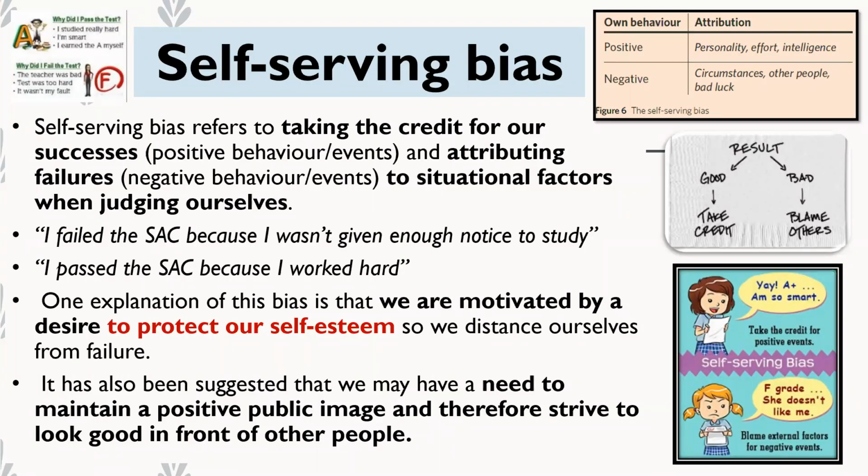So the self-serving bias is this idea that when we do something good, we take credit for it. But when something bad happens to us, we blame the situation. A really common example is if you do well in the SAC, you say, I passed the SAC because I worked hard. Or if you get a really good mark in the SAC, you might say, oh, all my hard work paid off.